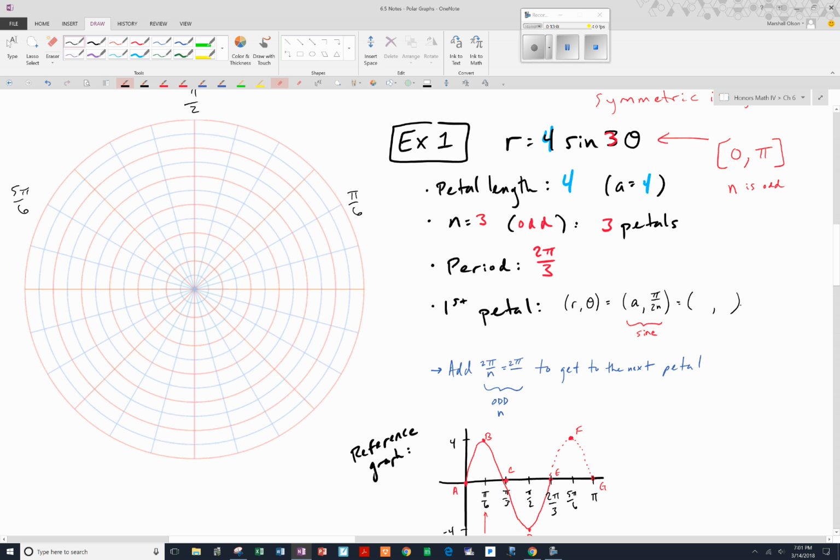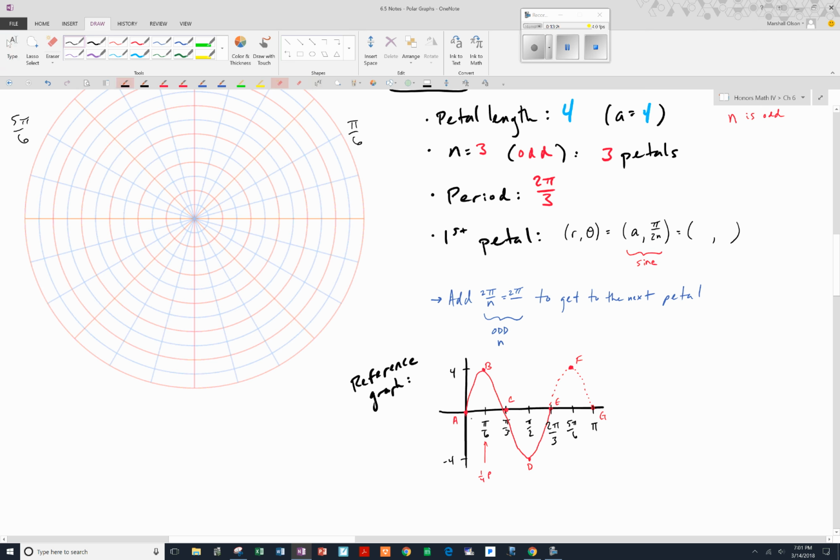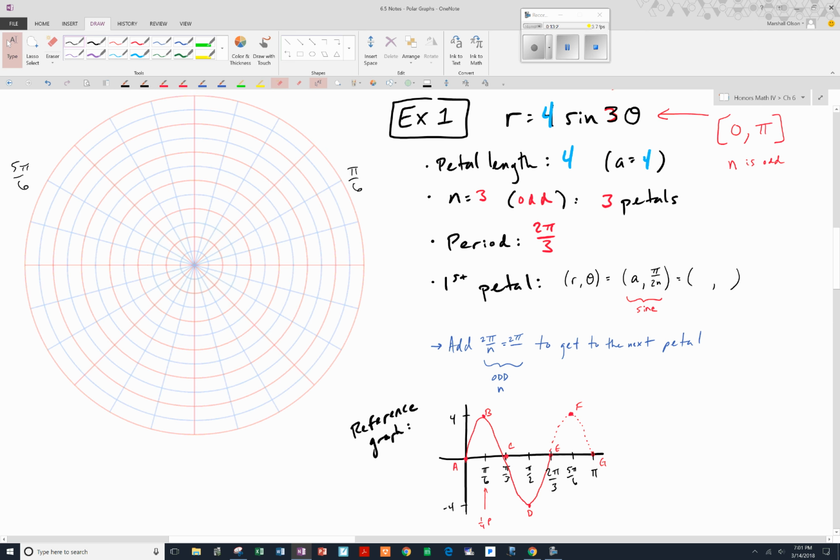Okay, so when we let theta be 0, think about what this becomes. 3 times 0 is 0. The sine of 0 is 0. So what we end up getting then is 4 times 0, which is 0. So that is representative of that first point A that we have on our graph right there.